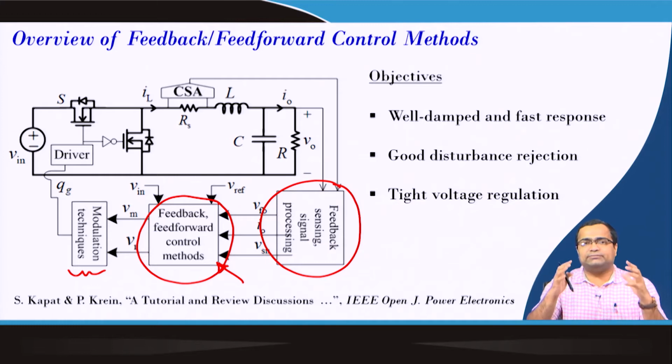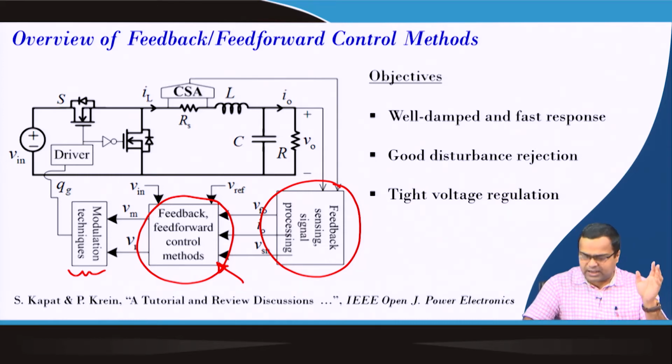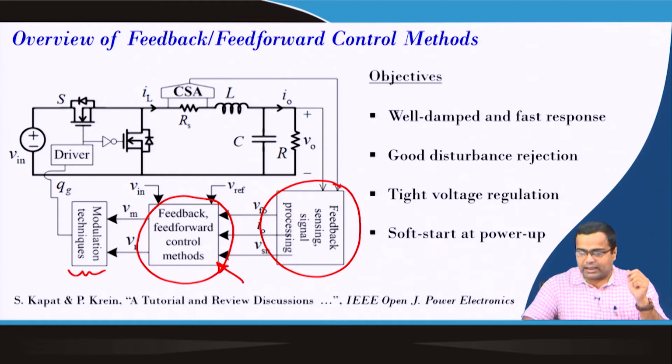We also want to achieve very tight voltage regulation, and this is where the feedback control plays a significant role, because we can have parameter uncertainty, we can have disturbance, we can have component tolerance like component variation, aging effect, but in spite of that we need to regulate the output voltage and in some cases also output current, depending upon the application.